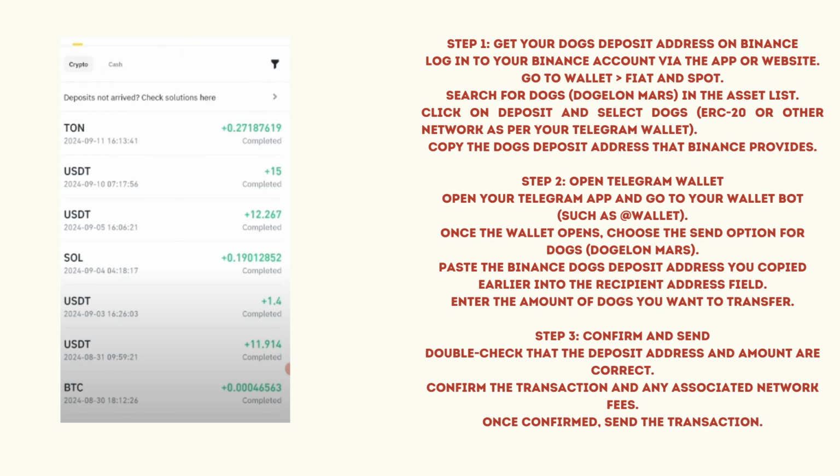Open the Telegram wallet. Open your Telegram app and go to your wallet bot, such as @wallet. Once the wallet is open, choose the send option for DOGS. Paste the Binance DOGS deposit address you copied earlier into the recipient address field, then enter the amount of DOGS you want to transfer. Step 3 is to confirm and send.